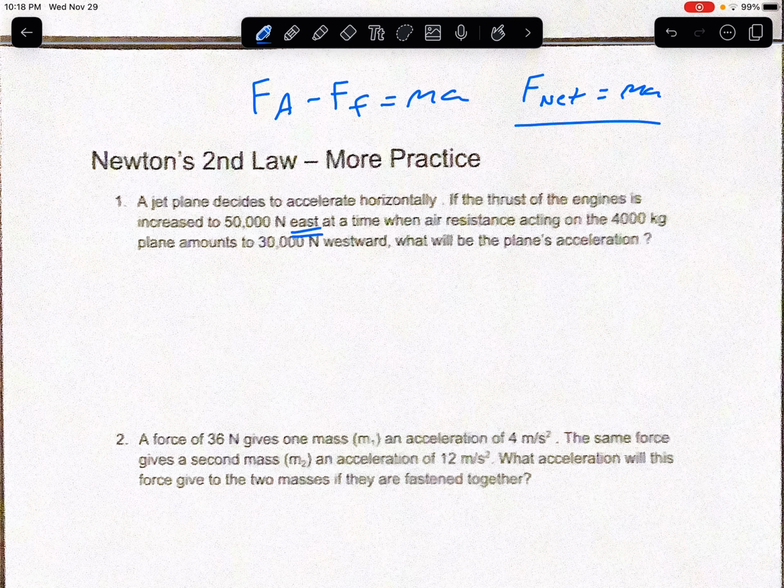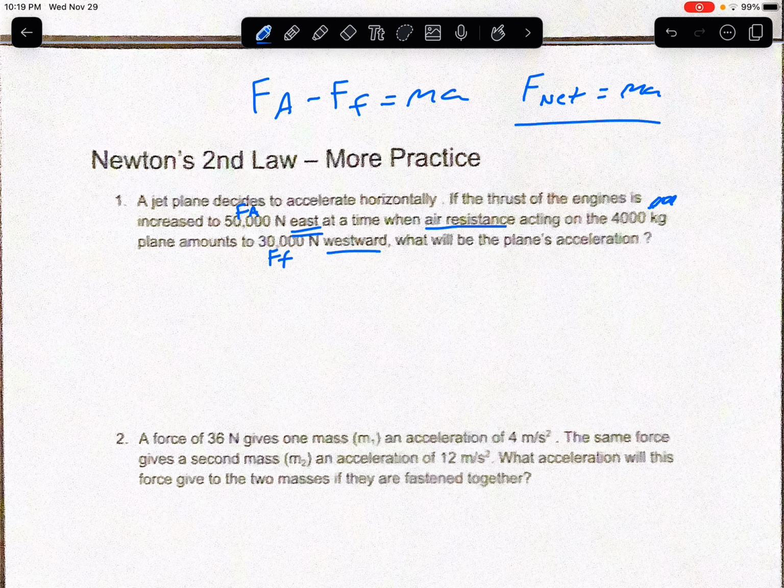When air resistance acting on the 4,000 kilograms, so there's your mass, amounts to 30,000 newtons westward. So air resistance, you've got two options: applied force and frictional force. Applied force, in this case, is the thrust of the engine. It's the force that's being applied to the plane. So that 50,000 newtons is your FA. And air resistance, even though it's not technically friction like on the ground, is still a form of friction because it's trying to slow you down. So that 30,000 newtons is FF.